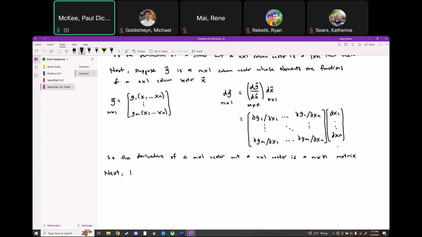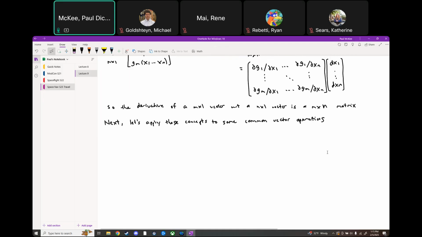Next, let's apply these concepts to some common vector operations. And this is where I'm going to introduce this kind of split screen effect here, where I want to make vector calculus make sense by reviewing scalar calculus. So for the next couple of examples, the left-hand side is going to be vector land. This is going to be scalar land.